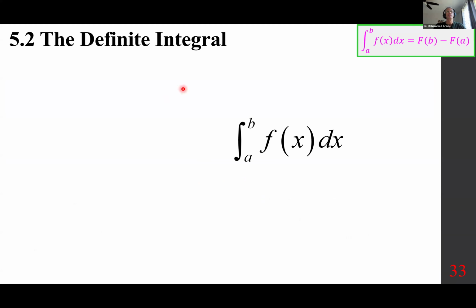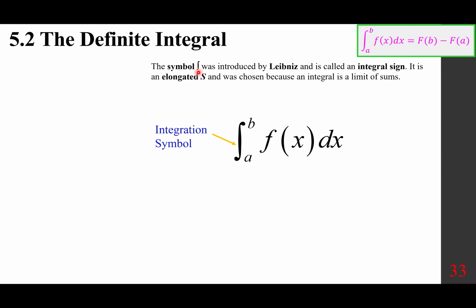Now, let's look at a definite integral, which is a number. Let's look at every part. Integration symbol, the elongated S. The symbol was introduced by Leibniz, and it's called an integral sign. It is an elongated S and was chosen because an integral is the limit of sums. So that's pretty clear, everybody.